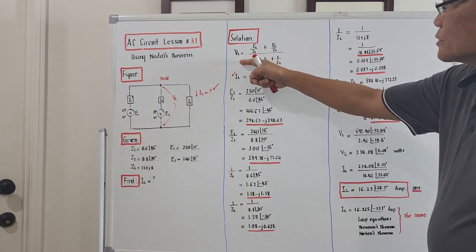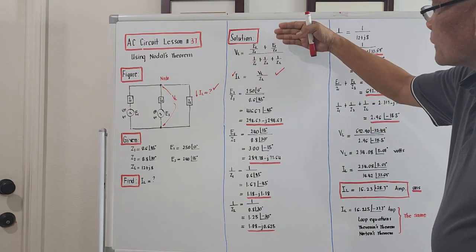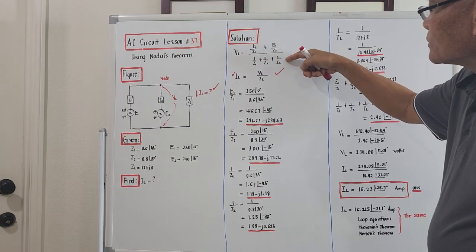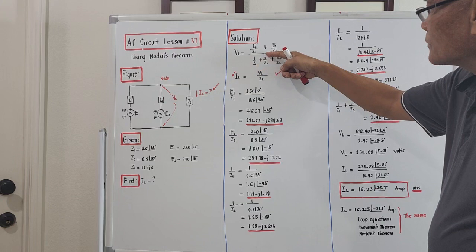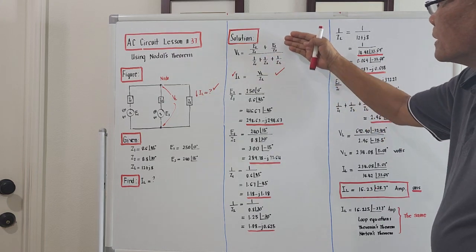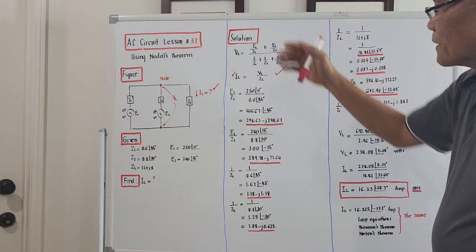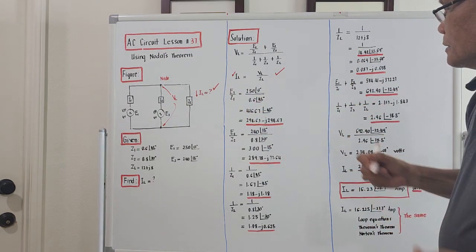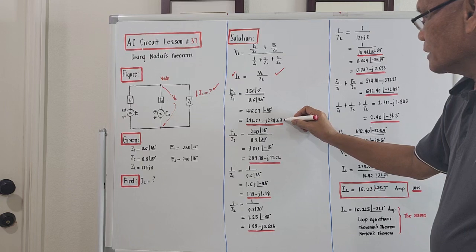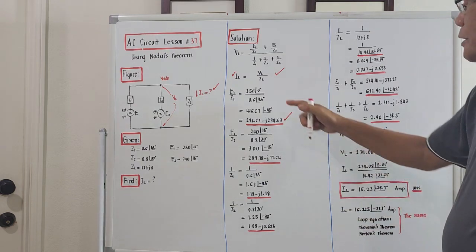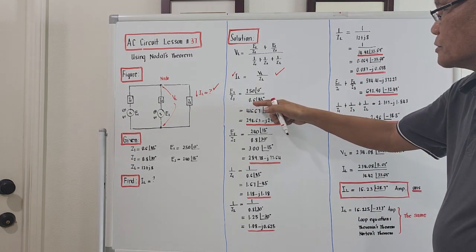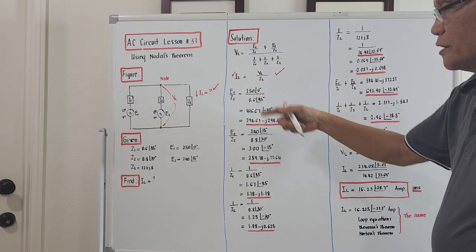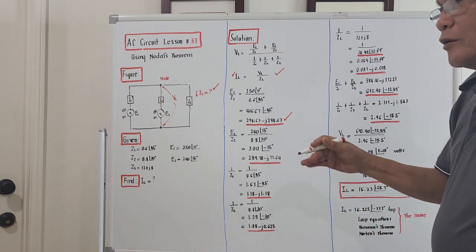So to compute for V sub L, we will be needing these values: E1 over Z1, E2 over Z2, 1 over Z1, 1 over Z2, and 1 over ZL. So we will compute these all separately. So E1 over Z1, what comes out will be this one here, the rectangular equivalent. E1 is 250, Z1 is 0.6 angle 45. Performing the operation, it's just a vector operation, complex operation.